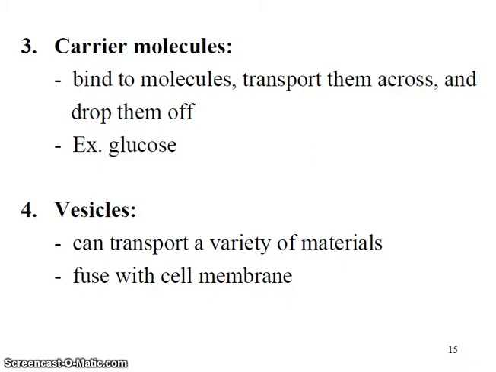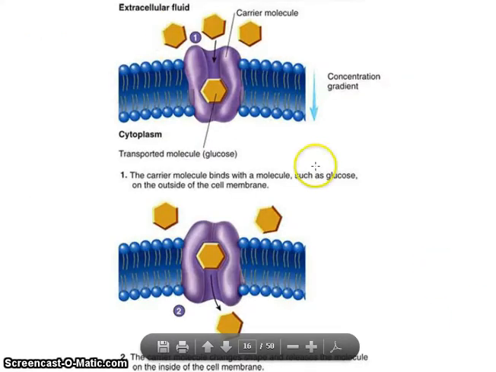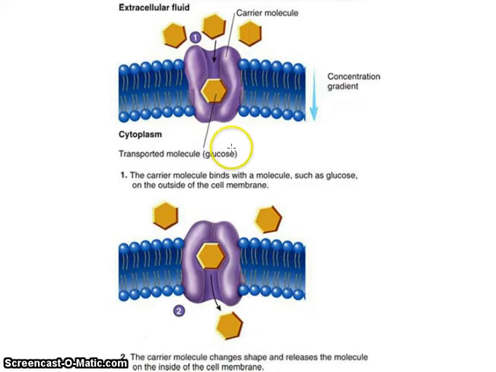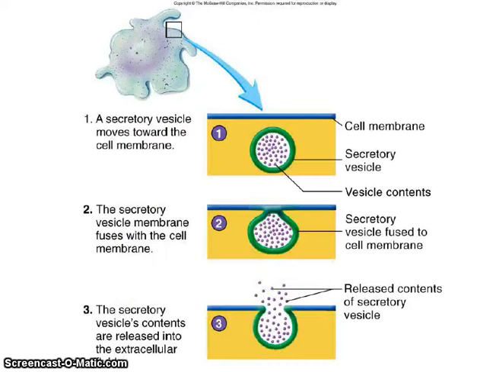Vesicles will fuse with the cell membrane and allow materials to pass either into the cell or out of it, depending upon the direction they need to move according to the cell's needs. Here is another example of how glucose is transported. I'm going to move quickly through that.